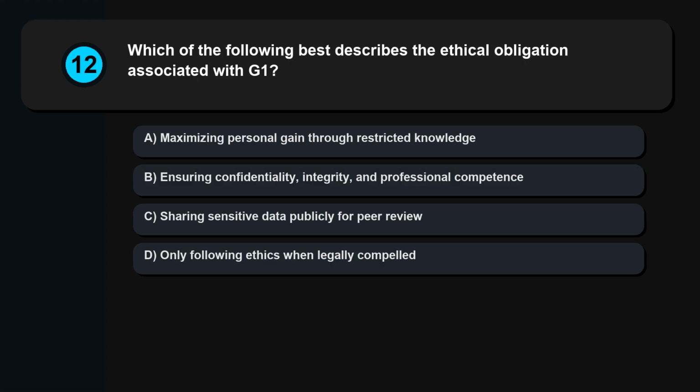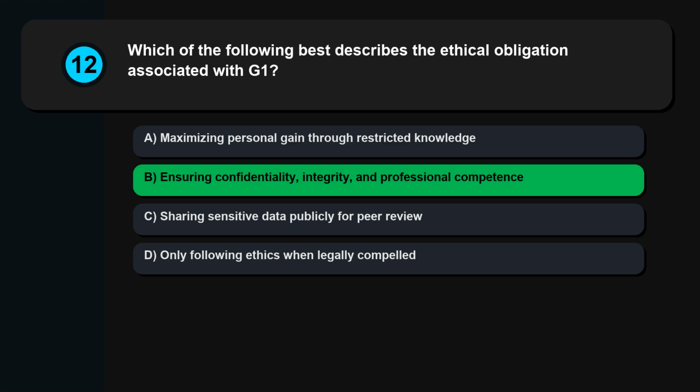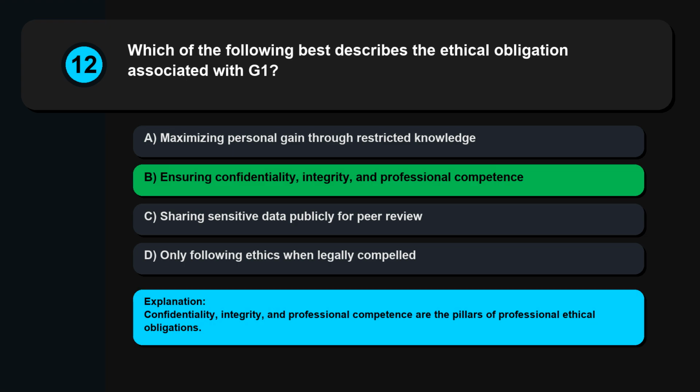Question 12. Which of the following best describes the ethical obligation associated with G1? Maximizing personal gain through restricted knowledge. Ensuring confidentiality, integrity, and professional competence. Sharing sensitive data publicly for peer review. Only following ethics when legally compelled. Confidentiality, integrity, and professional competence are the pillars of professional ethical obligations.